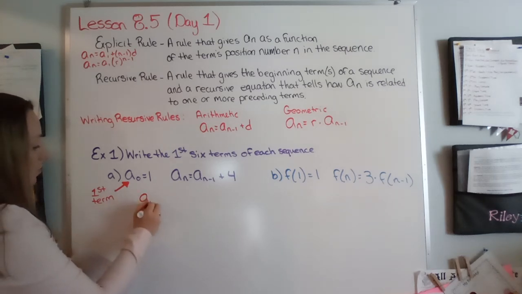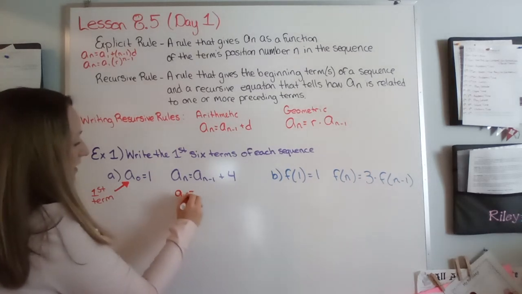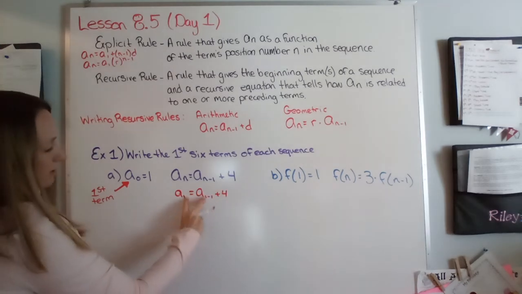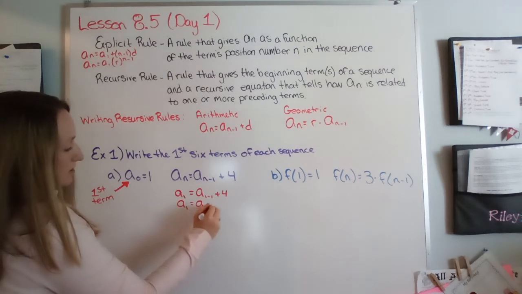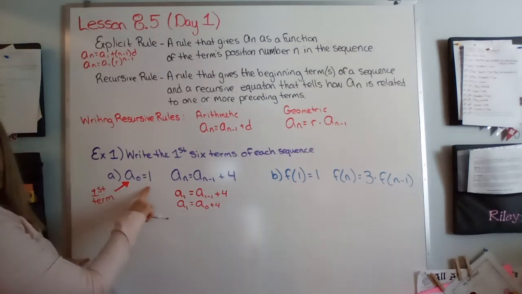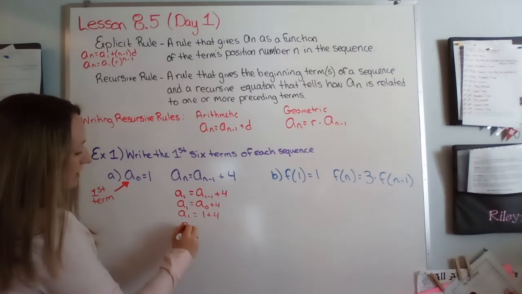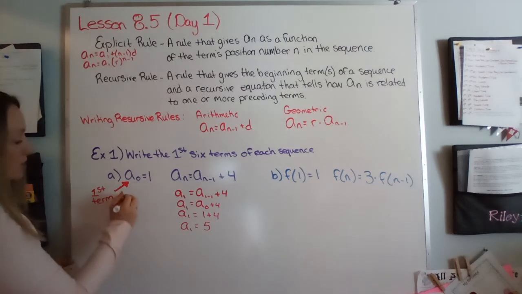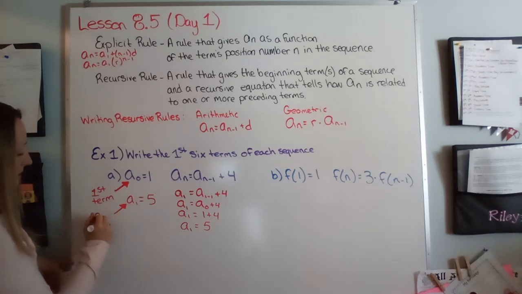So a sub 1 is going to, maybe I'll write it underneath the rule, that might make more sense. A sub 1 is going to equal a sub 1 minus 1 plus 4. Okay, I just plugged in 1 for the n. So a sub 1 is going to equal 1 minus 1 is 0, a sub 0 plus 4. Well, I know what a sub 0 was. It was given. So a sub 1 is going to equal 1 plus 4. So a sub 1 is going to equal 5. Okay, so the first term is 1. I just found the second term is 5, right? That's my second term.